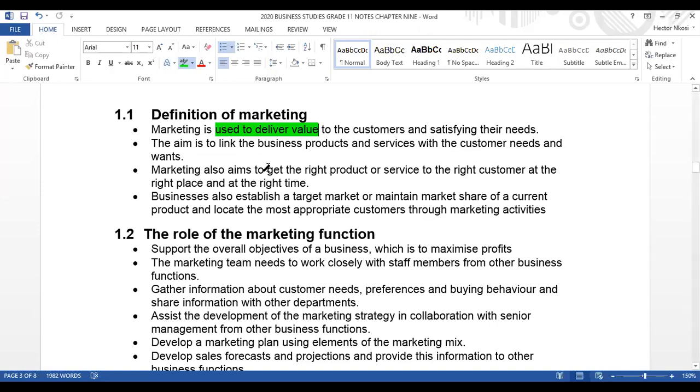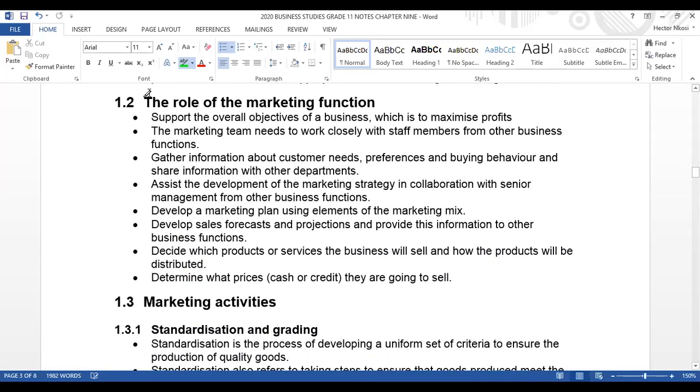Marketing also aims to get the right product or service to the right customers at the right place and at the right time. Businesses also establish a target market or maintain a market share of a current product, and locate the most appropriate customers through marketing activities, right?